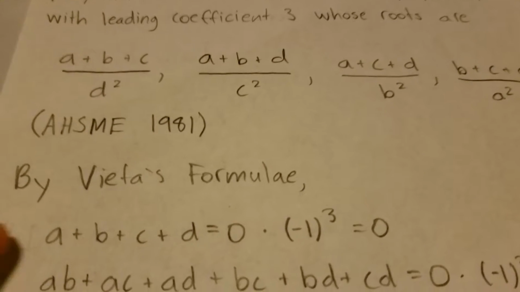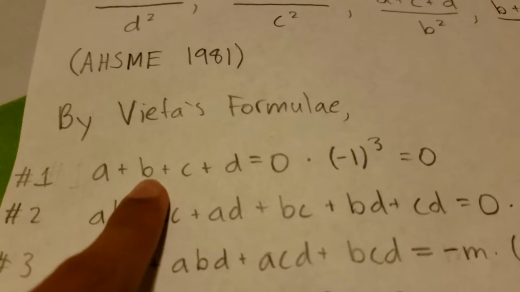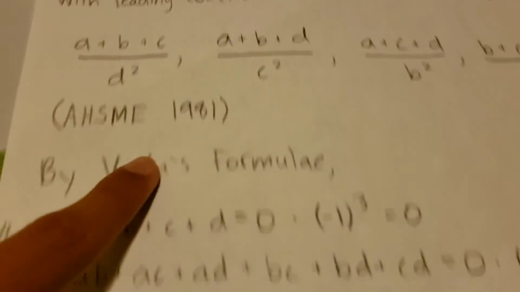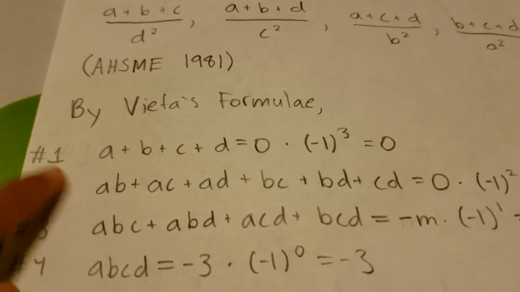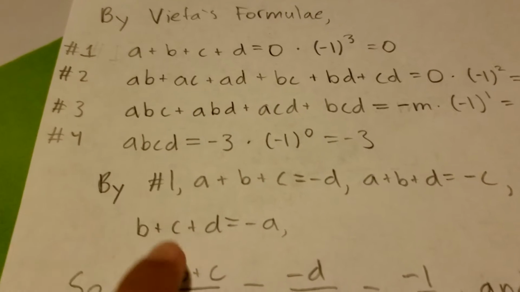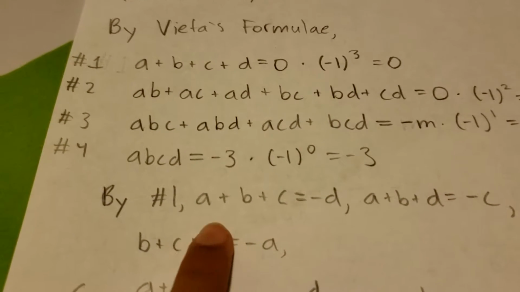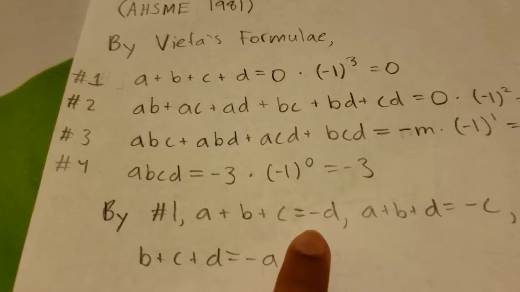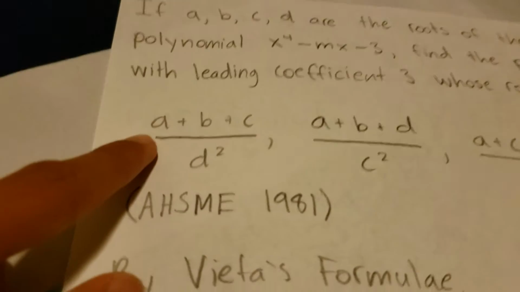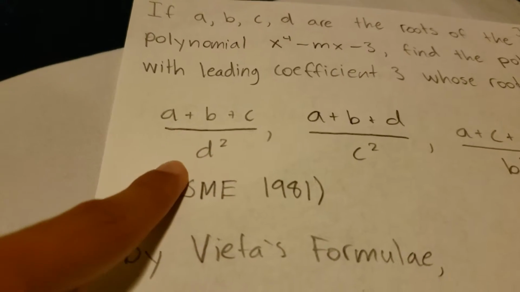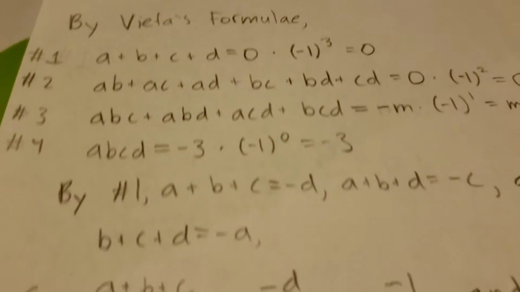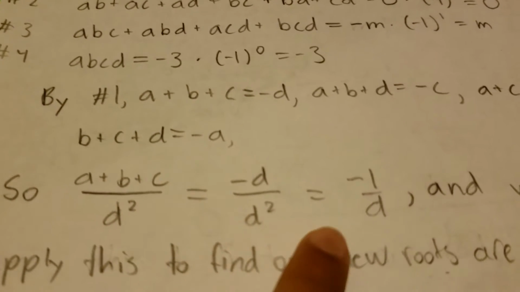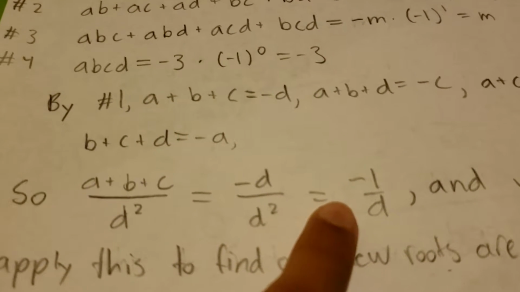So how? We use our first equation, that relates the roots to the x cubed term over here. So, given a plus b plus c plus d is equal to 0, that means when we subtract d from both sides, we get a plus b plus c is equal to negative d. And voila, look what we have over here. Negative d in the numerator, and the denominator is d squared. So negative d over d squared is our first root of the polynomial we're trying to find. And this just simplifies to negative 1 over d.